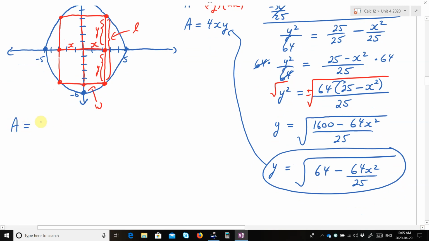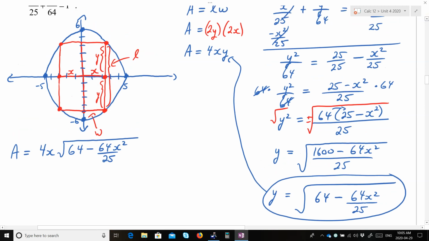And so now our area function is 4 times x times the square root of 64 minus 64x squared over 25. And we need to get an interval. So if we look at our ellipse, our x has to be greater than 0, but less than 5. If you look at the x, it goes from 0 to 5, right? Either side.